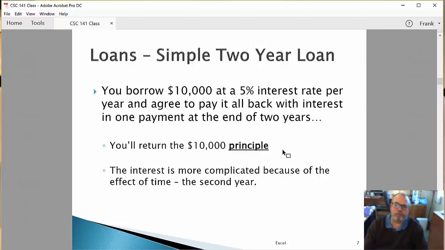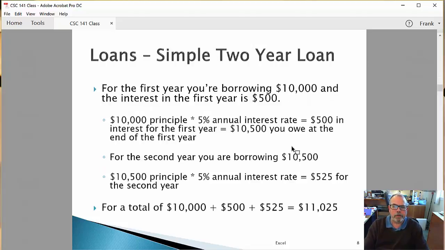You'll return the $10,000 of principal just like last time, but the interest is a little more complicated because of the effect of time. That is, we've added a second year onto the loan. So let's see how that works. For the first year, you're borrowing $10,000, and the interest in the first year is $500. That's the simple example we looked at before. So $10,000 in principal times 5% annual interest rate is $500.